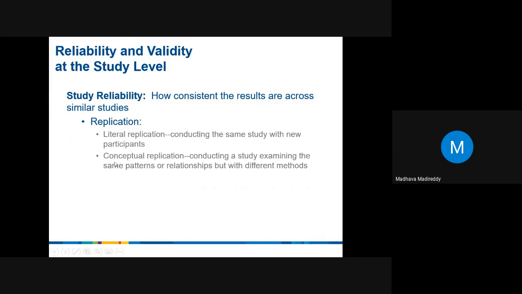And then the conceptual replication means conducting the study, examining the same patterns or relationships, but we can employ a different measuring technique. If you use the analogy, we can use the calculation of acceleration due to gravity, g, in another way, for example.